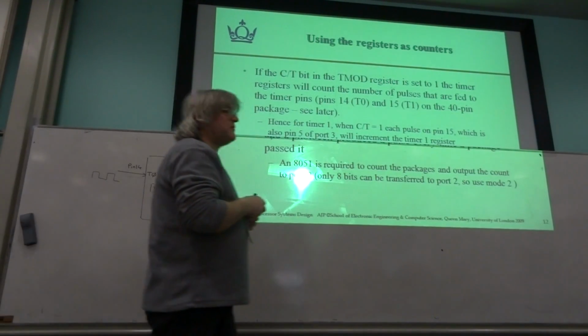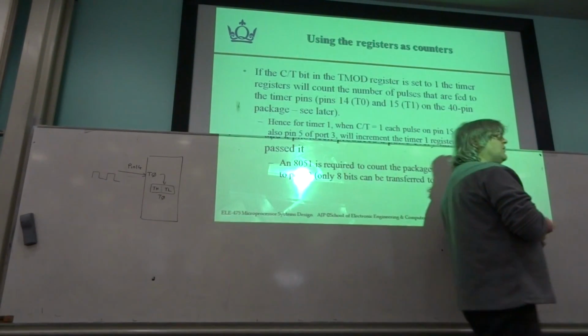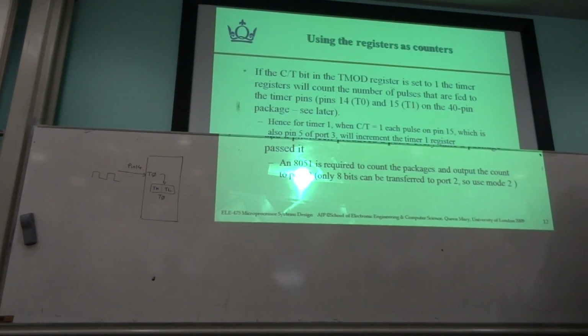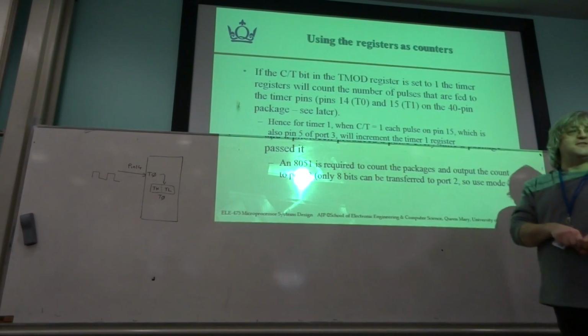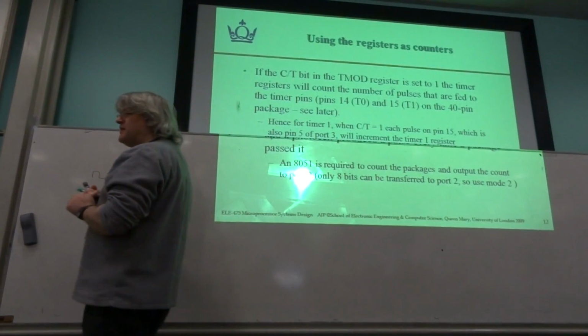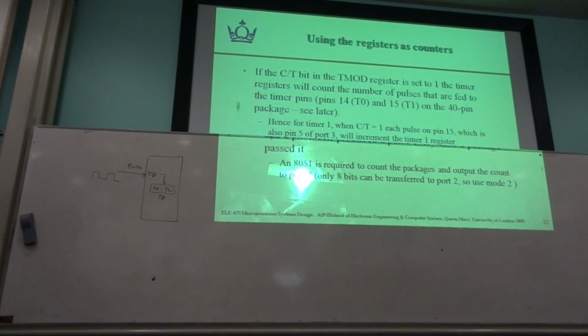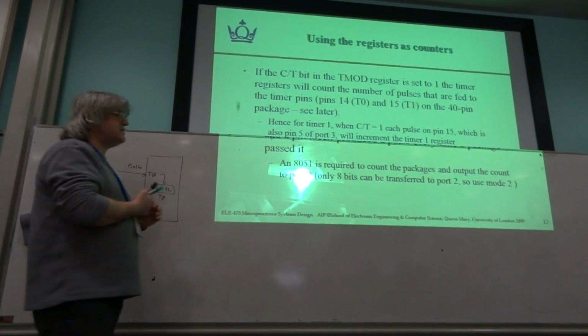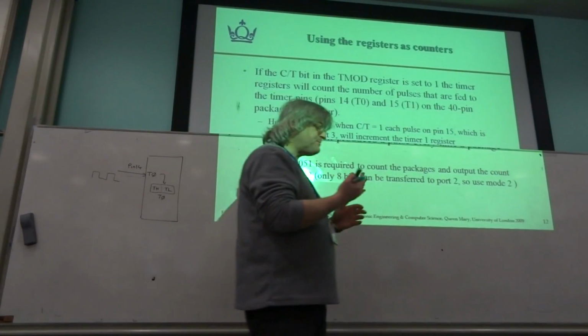Remember, there are 4 modes of operation. 2 of them you're expected to know a lot about. The other 2, just about a couple of words is enough. Mode 0 we don't use very often. That's the 13-bit timer mode or counter mode. Don't use that very often. It's just for legacy. So you don't need to know any details of that one.